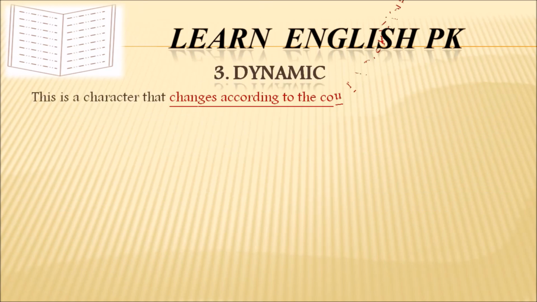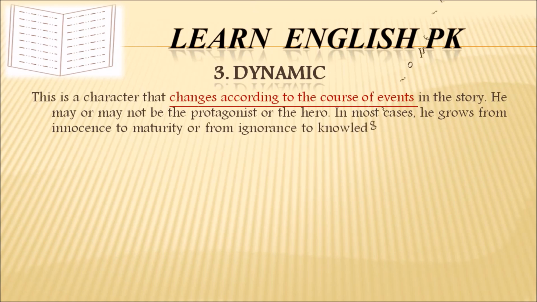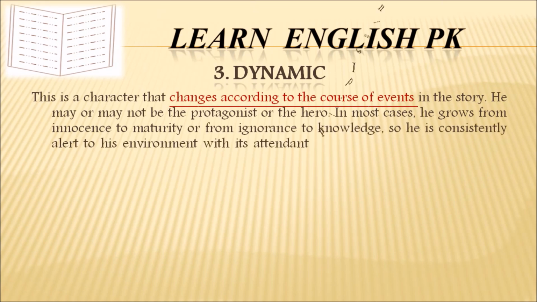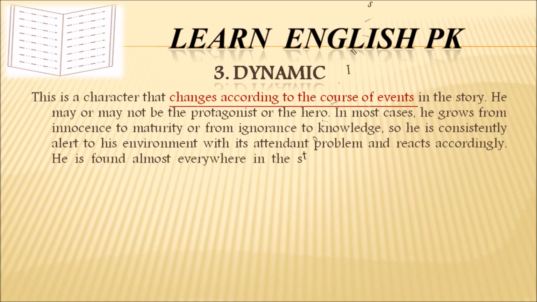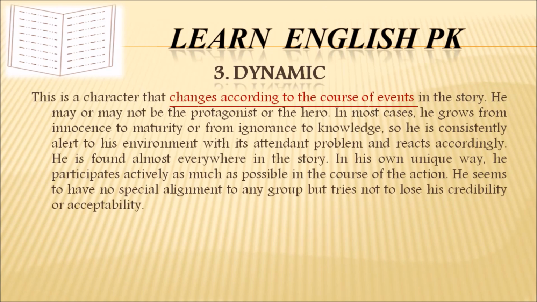Next character is dynamic. This is a character that changes according to the course of events in the story. He may or may not be the protagonist or the hero. In most cases, he grows from innocence to maturity or from ignorance to knowledge. So he is consistently alert to his environment with his attendant problem and reacts accordingly. He is found almost everywhere in the story in his own unique way. He participates actively as much as possible in the course of the action. He seems to have no special alignment to any group, but tries not to lose his credibility or acceptability.